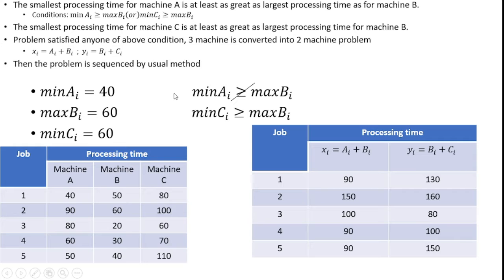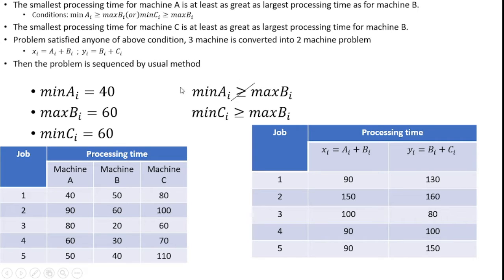The first condition is minimum of Ai should be greater than or equal to maximum of Bi. Here you see minimum of Ai is 40, maximum of Bi is equal to 60. So minimum of Ai is lesser than maximum of Bi. So this condition is not satisfied. So I wrote minimum of Ai is not greater than or equal to maximum of Bi.